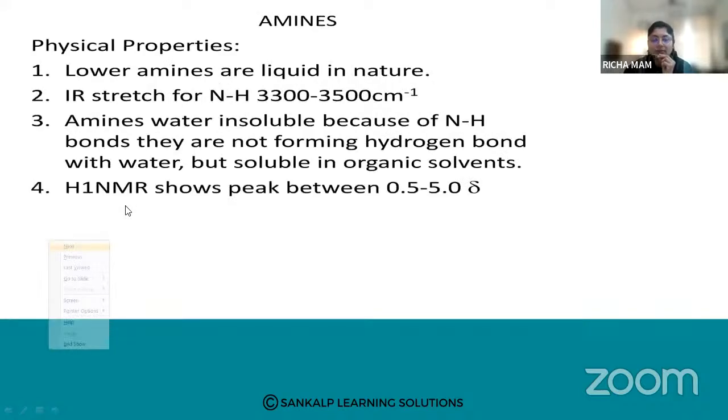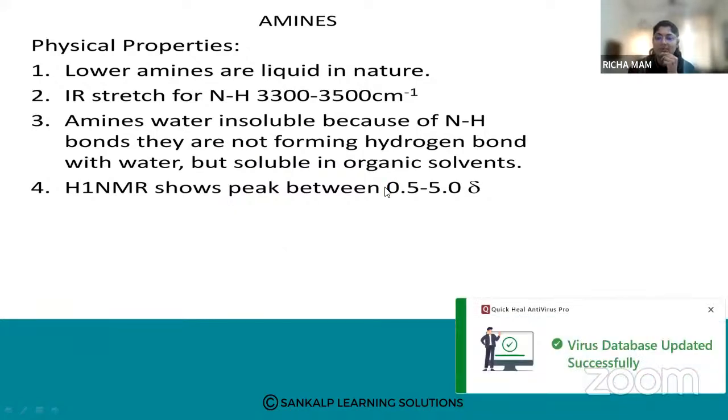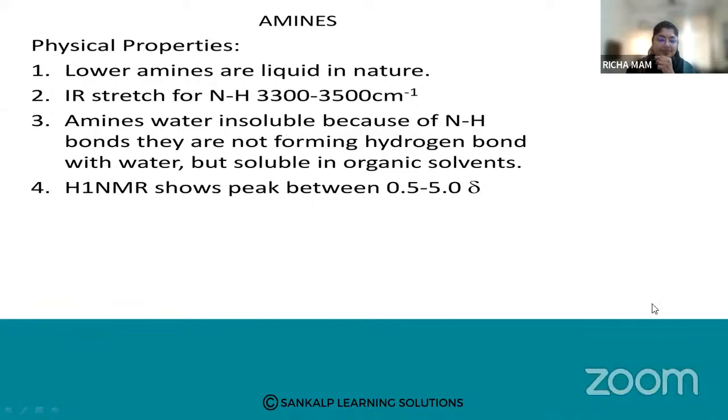Let me tell you what all we have discussed. We discussed the classification of amines. Depending upon how many hydrogen atoms are replaced by alkyl or aryl groups, they are called primary amines if one is replaced, secondary amines if two, and tertiary amines if three. Then we discussed the nomenclature, how to name these amine compounds. Then we discussed the structure of amines.